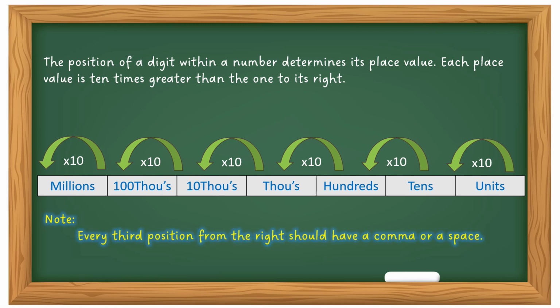Now make a note that every third position from the right should have a comma or a space. And there's your commas where they should be suitably located.